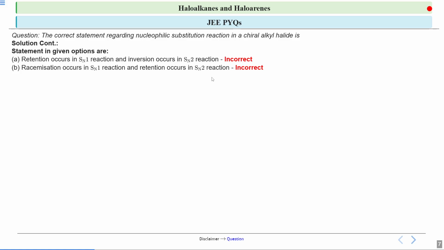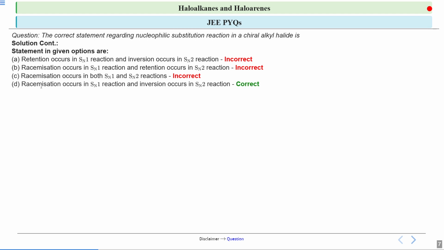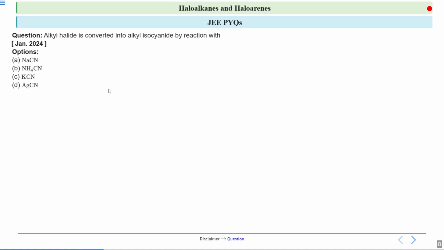Okay, this is incorrect. C statement says racemization occurs in both SN1 and SN2 reactions. This is also absolutely incorrect. The D option statement says racemization occurs in SN1 and inversion occurs in SN2, and this is the correct statement. So the correct option is D. The correct answer is option D. Let's see our next question.